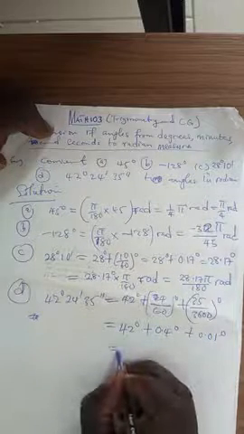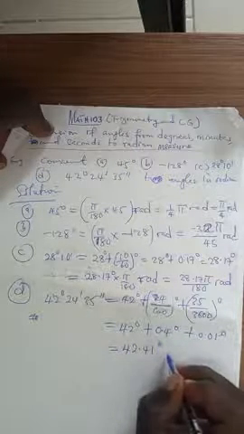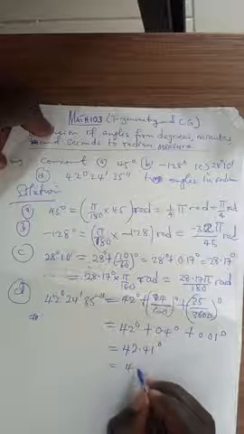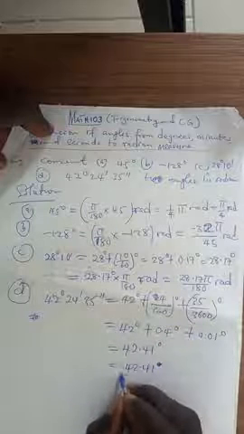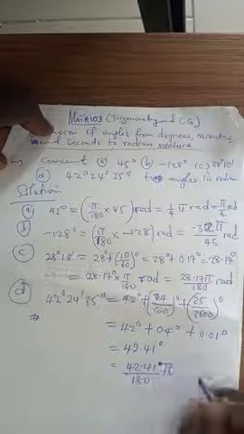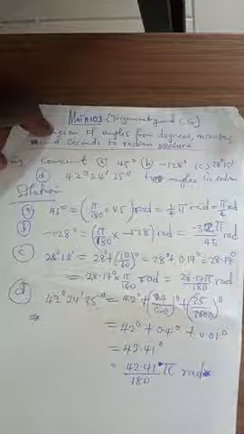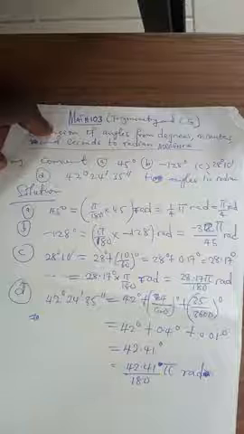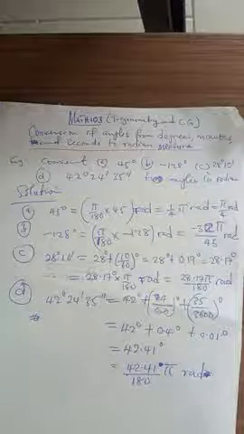So the sum is going to give you 42.41 degrees, and this is equivalent to saying 42.41 degrees, sorry, not degrees, because we are going to divide by 180 times pi, and this is in radian measure. So rad, it's in a radian measure. So this is how to convert an angle from a given unit to a radian measure.